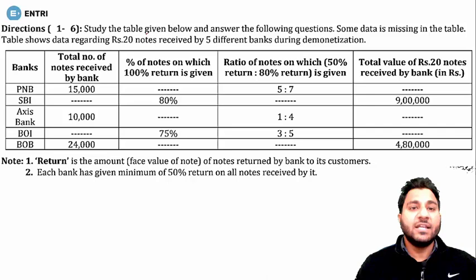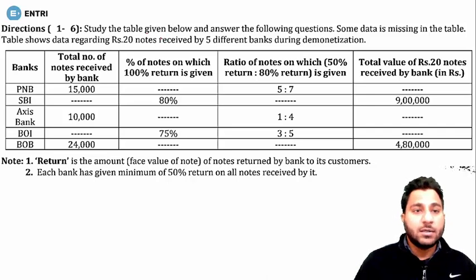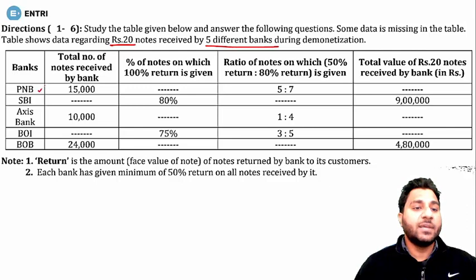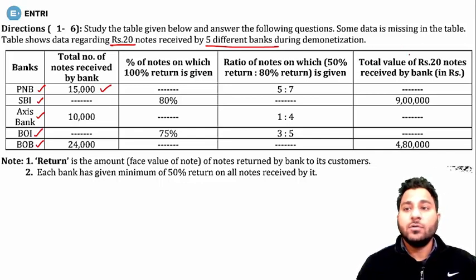Study the table. First of all, I have put a simple DI, or you can say a single DI with no question, so you can understand the DI fully. Some data is missing. The table shows rupees 20 notes received by 5 different banks: PNB, SBI, Axis Bank, Bank of India and Bank of Baroda. Total number of received notes by each bank was 15,000, and if you multiply it with 20, you will get the total value of rupees 20 notes received by banks. Okay, the table is for rupees 20.